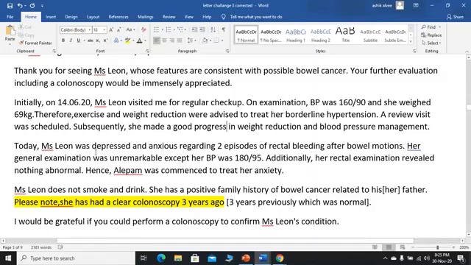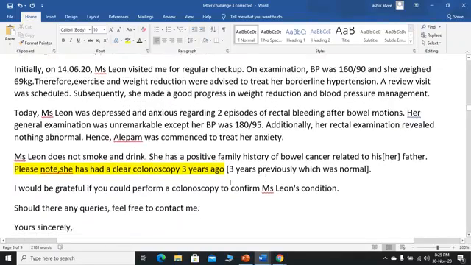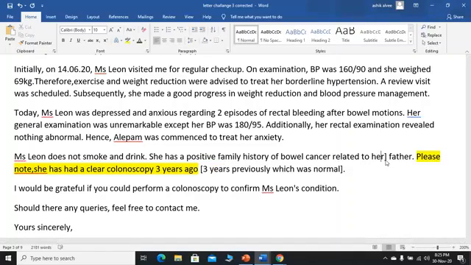Today, Leon was depressed and anxious regarding two episodes of rectal bleeding after bowel motion. Her general examination was unremarkable except her BP was 180/95. Additionally, her rectal examination revealed nothing abnormal, hence LAPAM was commenced on treating her anxiety. She does not smoke and drink. She has a positive family history of bowel cancer related to her father. The writer here has written "his father". It should be her father. Her father. It's a silly mistake.